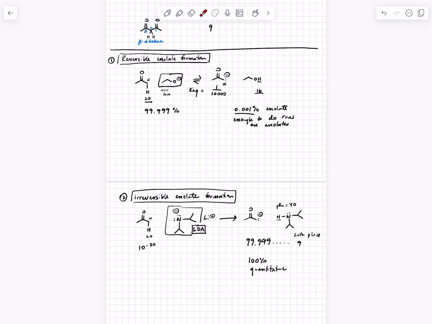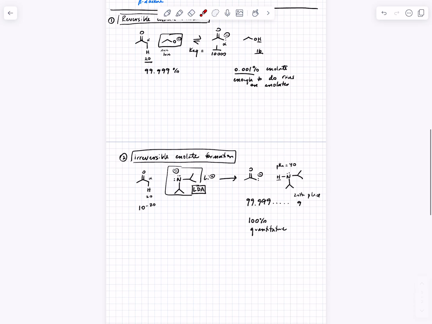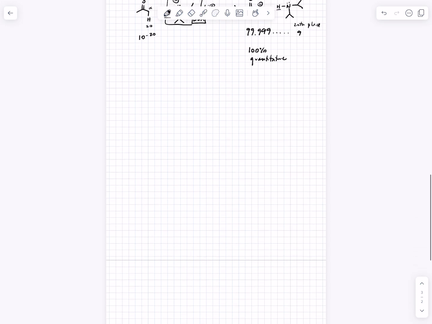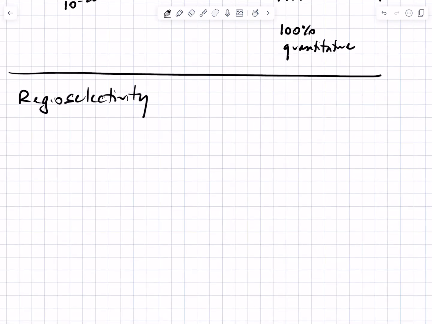Second, these two conditions will actually influence what I'm going to call the regioselectivity of enolate formation. So what do I mean by that? So far, the example that I used was on acetone. Regioselectivity refers to when a molecule has more than one alpha carbon and they're not the same.